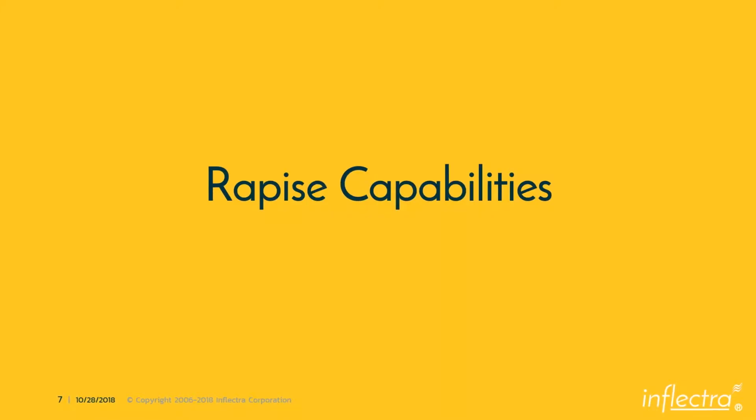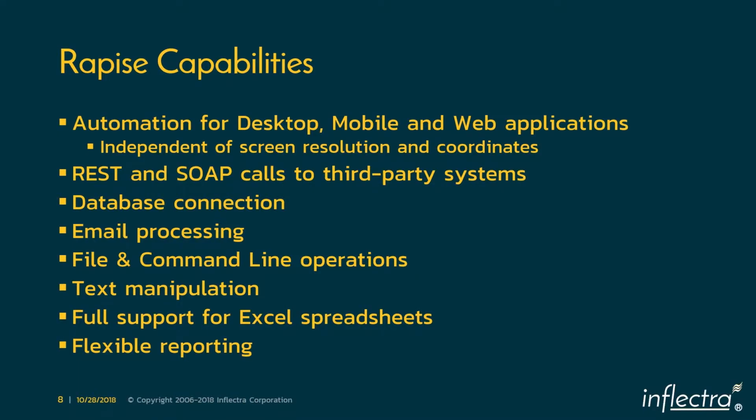So first of all, Rapise will be the tool we're using today to do RPA. And what are its capabilities? Well, Rapise is a powerful automation tool that can automate desktop, mobile, and web applications. It doesn't rely on specific screen sizes, resolutions, or coordinates. It interacts with the application directly, and so if you move a window around or resize it, everything you've recorded will still work exactly the same.